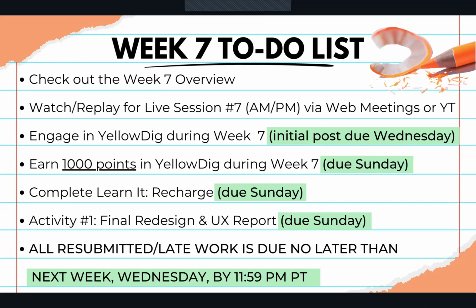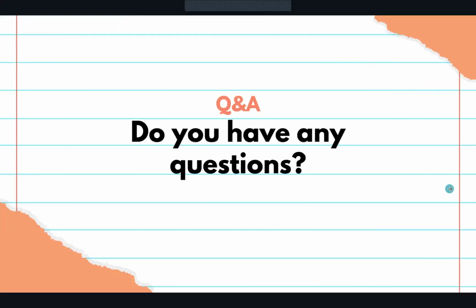And then lastly, this is important because next week, all resubmitted work or late work is due no later than Wednesday of next week, because next week is week 8 and we end week 8 on a Wednesday. So please make sure you submit all late work or work that you would like to enhance your grade by next week, Wednesday at 11:59 p.m. to receive that credit.